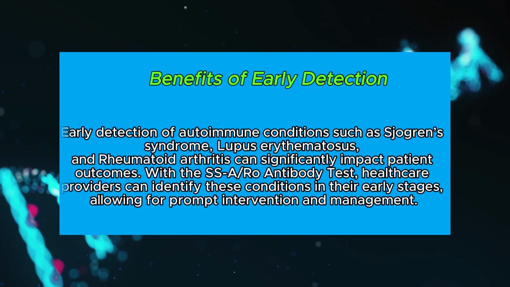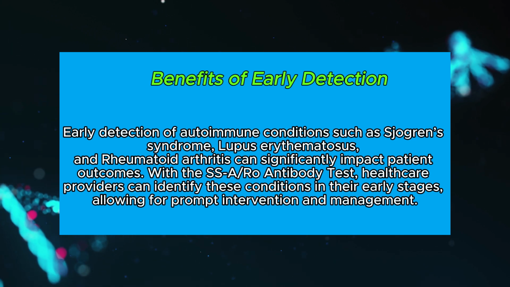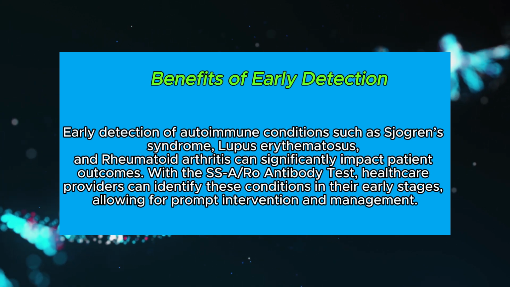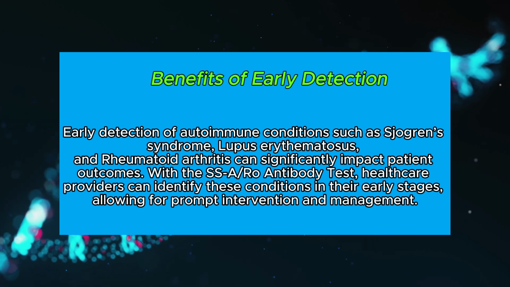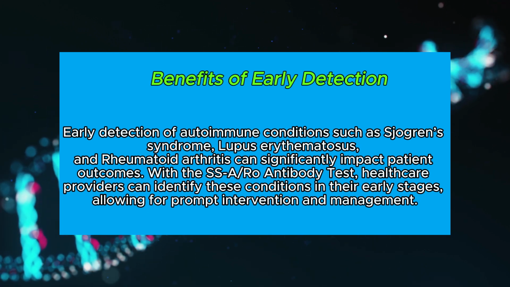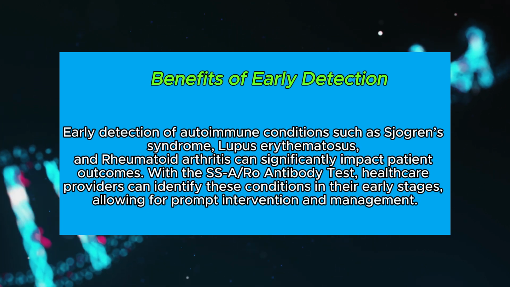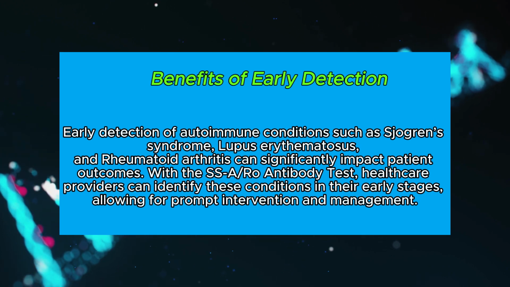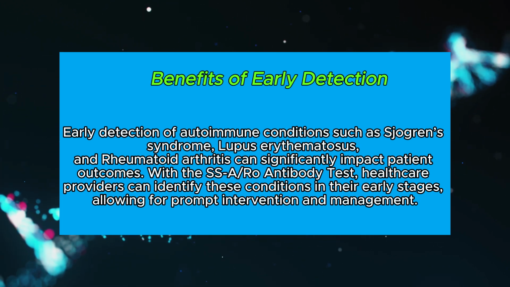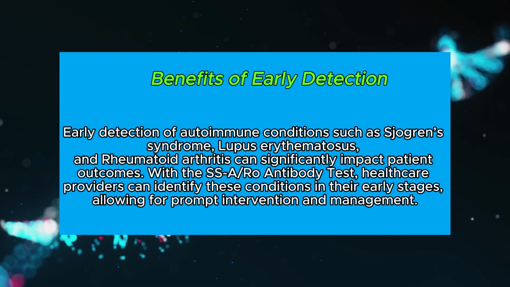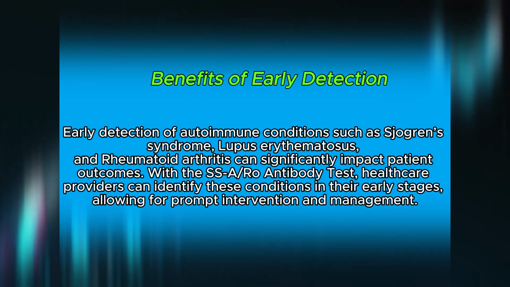Benefits of early detection. Early detection of autoimmune conditions such as Sjogren syndrome, lupus erythematosus, and rheumatoid arthritis can significantly impact patient outcomes. With the SSA RO antibody test, healthcare providers can identify these conditions in their early stages, allowing for prompt intervention and management.